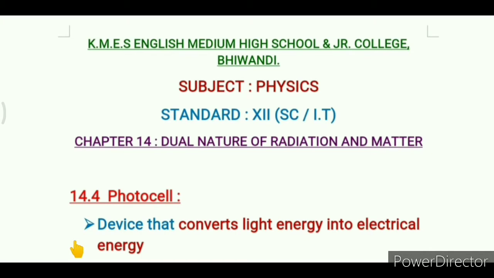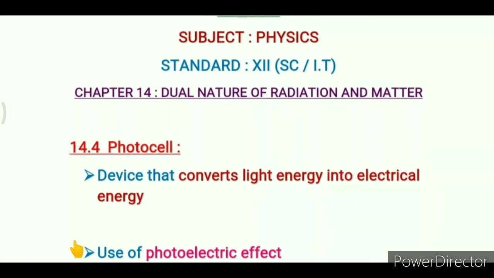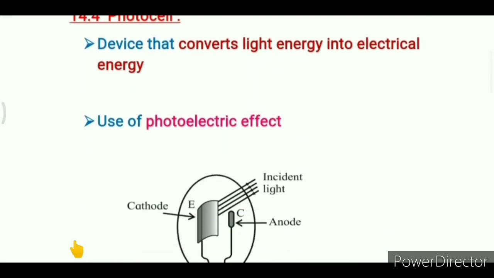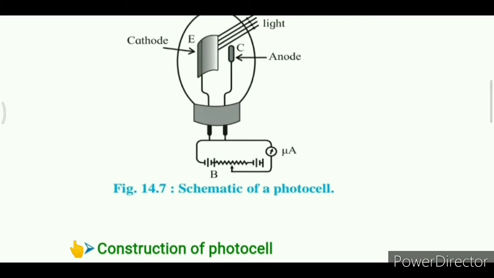So, the device that converts light energy into electrical energy is called a photocell, and hence it makes use of the photoelectric effect. As we have come to know everything about the photoelectric effect, let's see the photocell, of which a schematic is shown in the figure. So first of all, let's see the construction of the photocell.